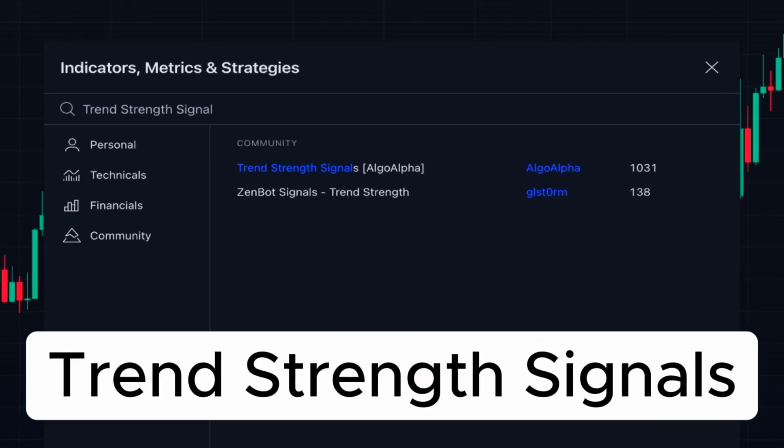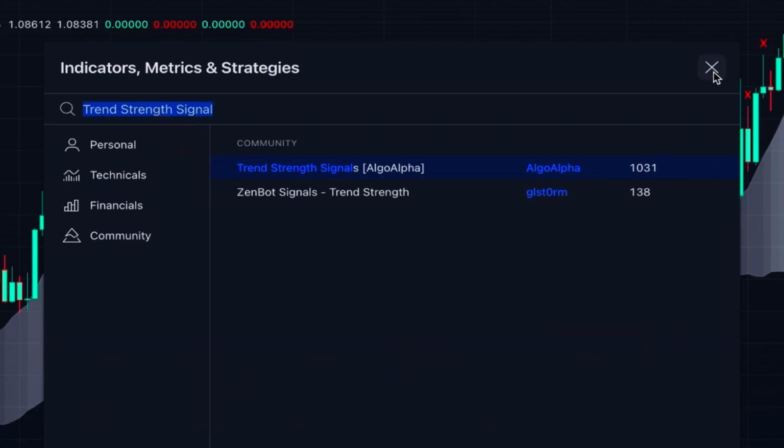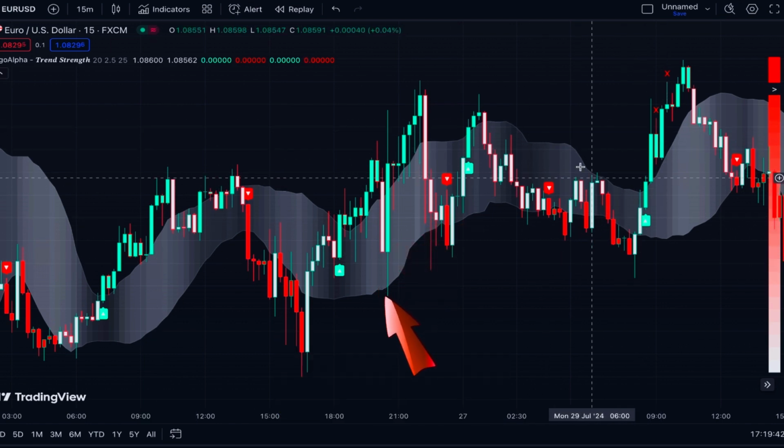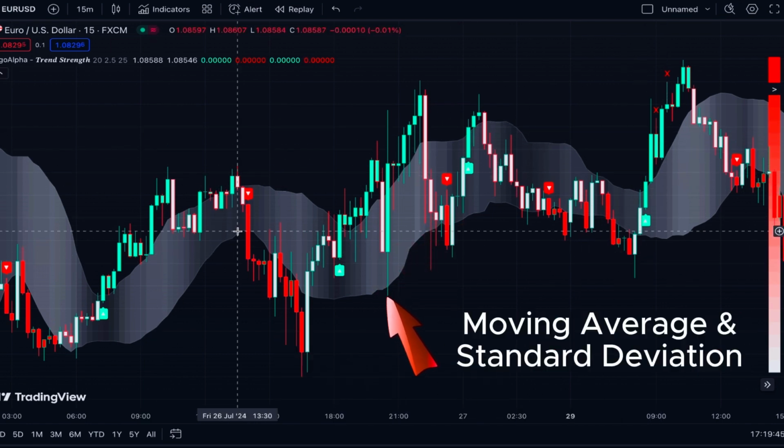Alright, to add this amazing indicator to our chart, here we click on indicators and we search trend strength signal. This one, which is written by Algo Alpha. Alright, this is the indicator, and as you can see, it's overlaid on the price chart. We have a cloud here, which is a special calculation based on moving average and standard deviation.